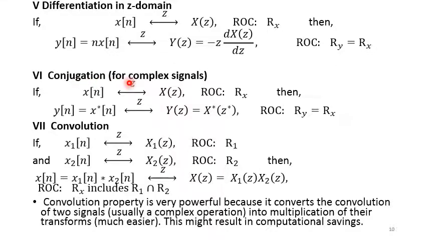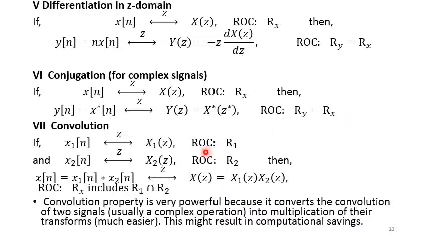The next property is conjugation for complex signals. If x of n has Z transform x of z with ROC R of x, then the conjugate of this signal, represented by x star, is what we consider. When we take the conjugate of a complex number, the sign of the imaginary part changes. So if we take the conjugate in the time domain, it corresponds to the conjugate of x evaluated at the conjugate of z. In this case also the ROC doesn't change.